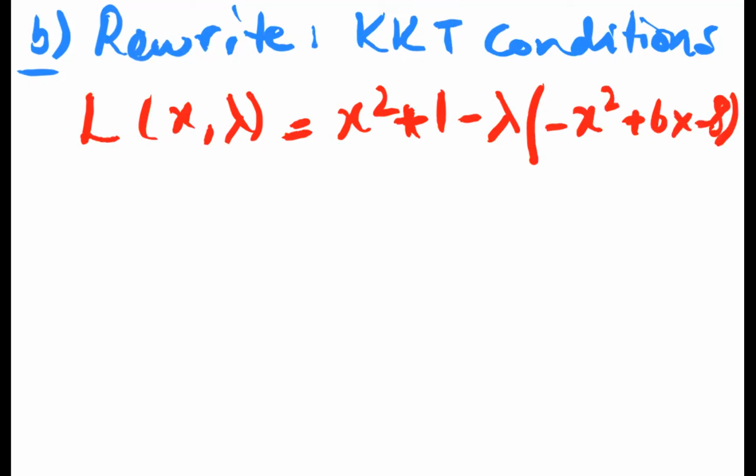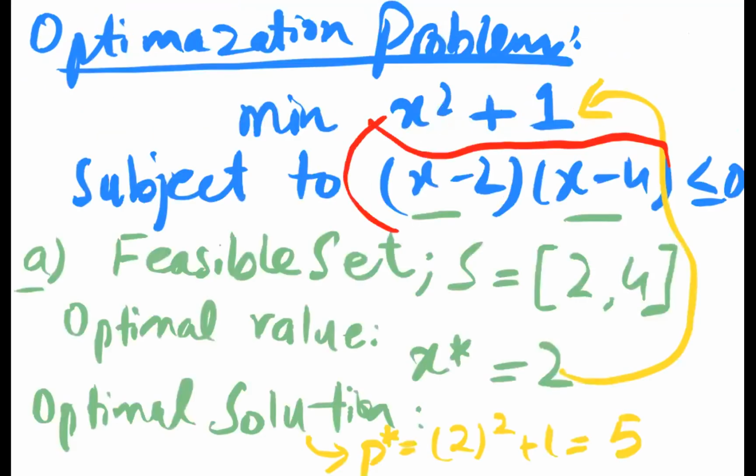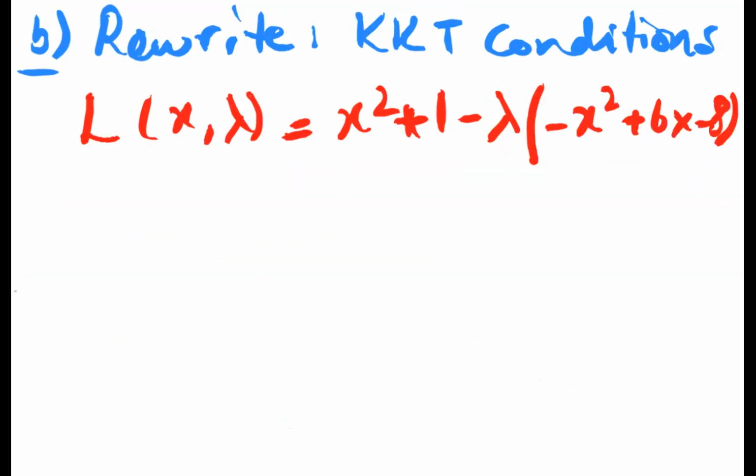So this was the constraint which I have written here. I have just expanded it and written it there. Okay, so far so good. If nobody interrupts me, then I'm going ahead. Now we write the KKT conditions. Minimize x squared plus 1 subject to what?